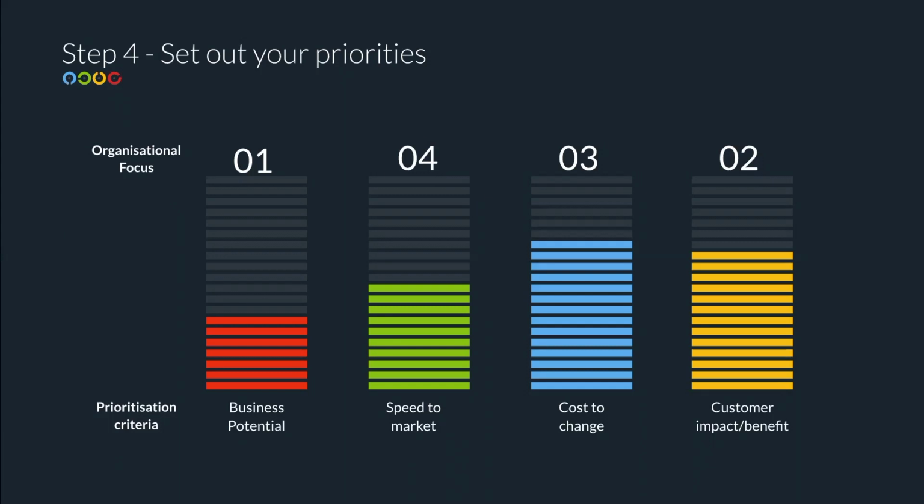We would then ask the questions and create a scoring for business potential, speed to market, cost of change, and customer impact or benefit. So the range might be, for business potential, £100 will be low, £1,000 might be high, or £10,000 might be very high. And then we would multiply that by the organizational focus. That then allows us to separate and deliver the tests that are most important to us.